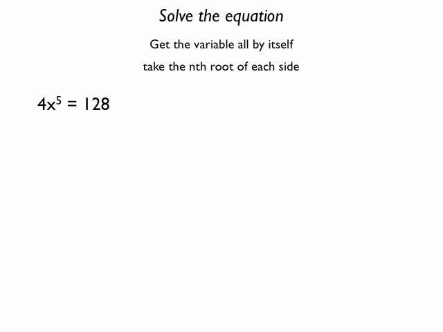So the first one is 4x to the fifth is equal to 128. Now we have to get the variable all by itself. So I see a 4 times, and that means we're going to be dividing by 4 on each side, just like we've been doing for a long, long time. We'll be left with x to the fifth is 32. Now again, since we have an x to the fifth power, we need to take the fifth root of both sides, and the fifth root of 32 is 2.